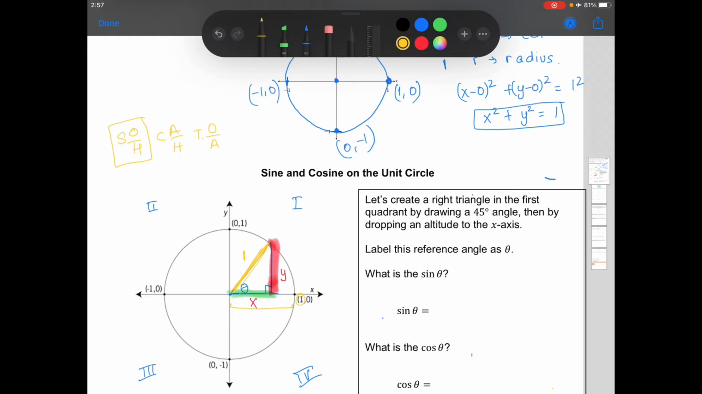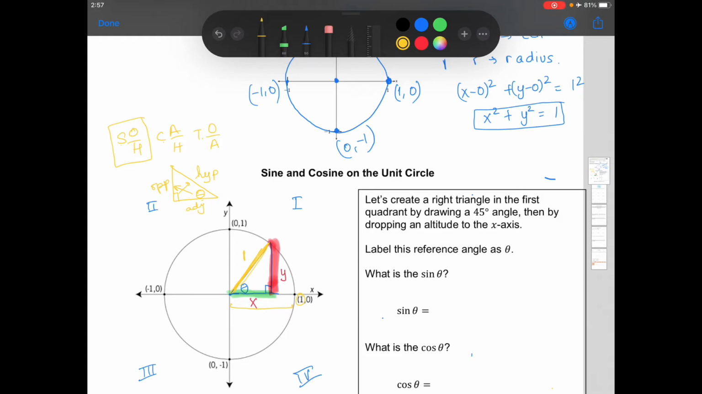So sine theta is what? That's O over H, meaning opposite over hypotenuse. If you're a little confused, I'm going to quickly sketch a triangle so that we know. Given a right triangle, if this angle is theta, across from theta is my opposite side, next to it is adjacent, and hypotenuse is always across from 90. So this is what I'm talking about.